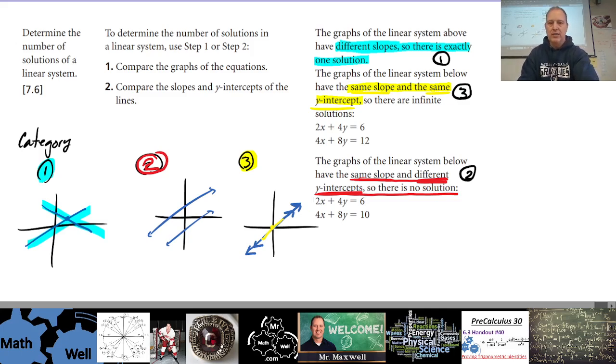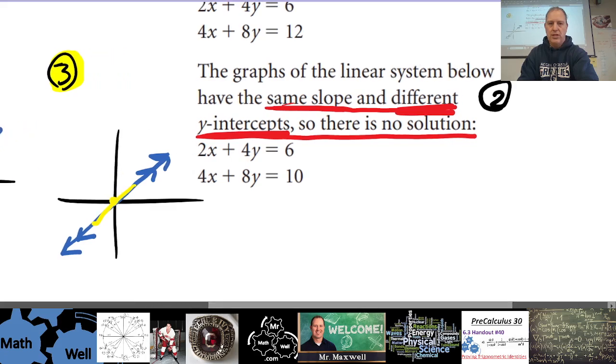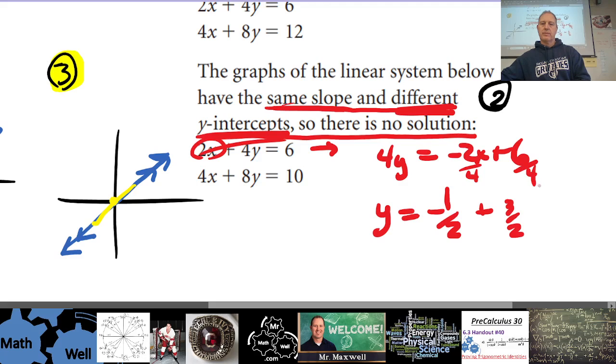Okay? So for this first one, let's check this system right here. Whoops, I want to zoom in a bit. I'm going to get y all by itself. So my first step is to subtract 2x from both sides, and I'm going to divide by 4. So I have negative 1/2 x, that's 2 over 4, plus 6 over 4 is 3 over 2. That's what the first one looks like in y equals mx plus b.